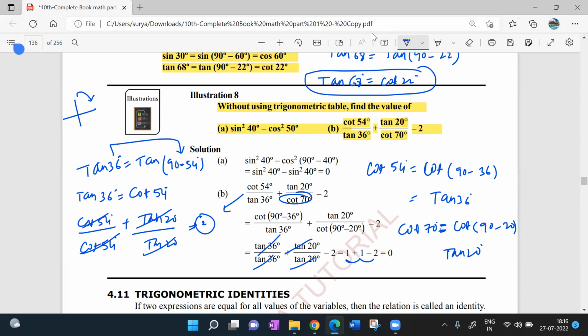Well, this answer is 2. 1 plus 1 is 2. Here we have minus 2. 2 minus 2 is 0. This is also correct. So, basically, you need to go through the quadrant system, then only you will understand it better.